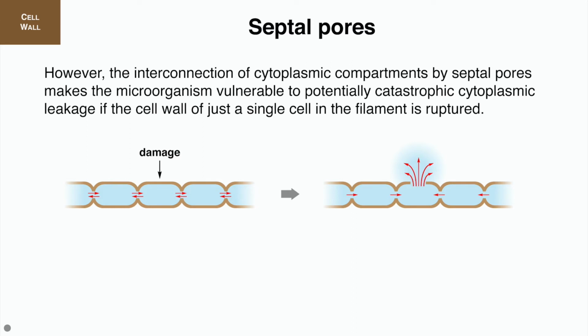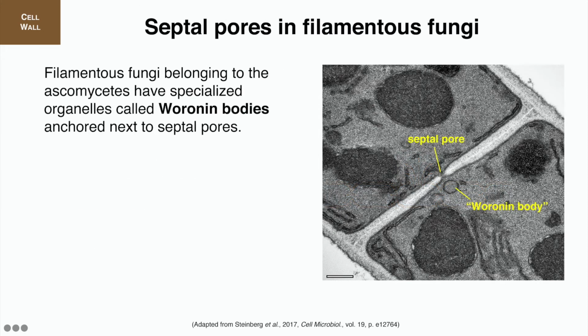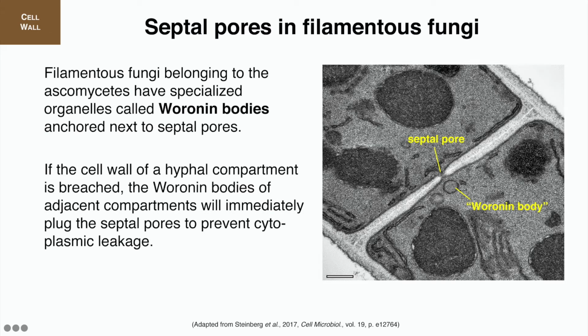However, the interconnection of cytoplasmic compartments by septal pores makes the microorganism vulnerable to potentially catastrophic cytoplasmic leakage if the cell wall of just a single cell in the filament is ruptured. Consequently, filamentous microorganisms have evolved mechanisms to quickly seal off septal pores adjacent to any cell whose cell wall is damaged. Filamentous fungi belonging to the ascomycetes have specialized organelles called Voronin bodies anchored next to septal pores. If the cell wall of a hyphal compartment is breached, the Voronin bodies of adjacent compartments will immediately plug the septal pores to prevent cytoplasmic leakage.